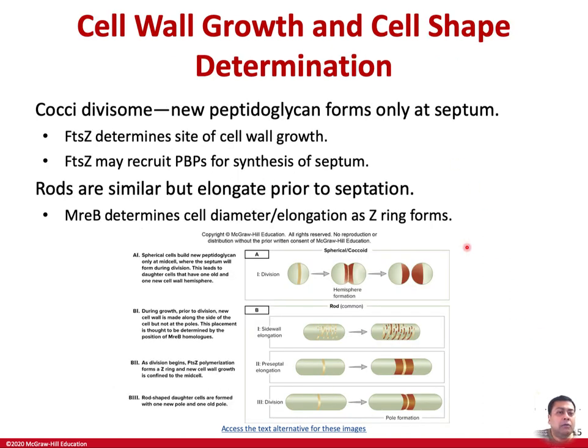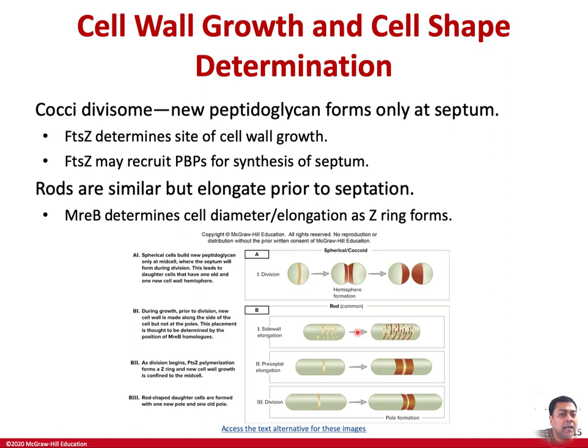Now here we are looking at the cell wall growth and the cell shape. FtsZ determines the site of the cell wall growth. If this is a spherical bacterium, you can see that it is always towards the medial area. This is the area of cell wall growth. You can see that once they separate, this is the area where the cell wall is growing. But the rods are similar but elongate prior to the separation. So what you are seeing in this picture is that the cell wall growth is happening all throughout.